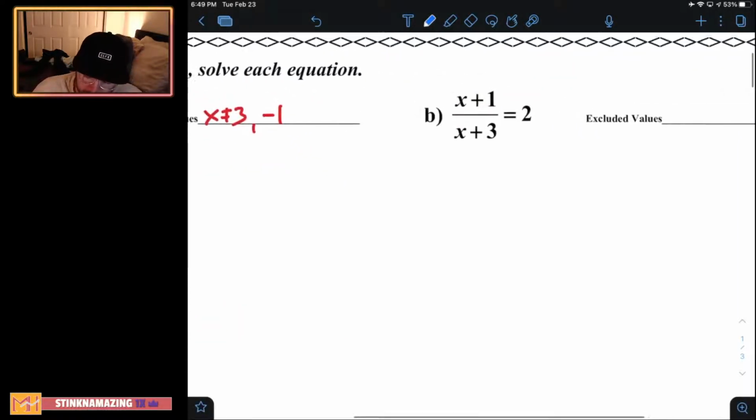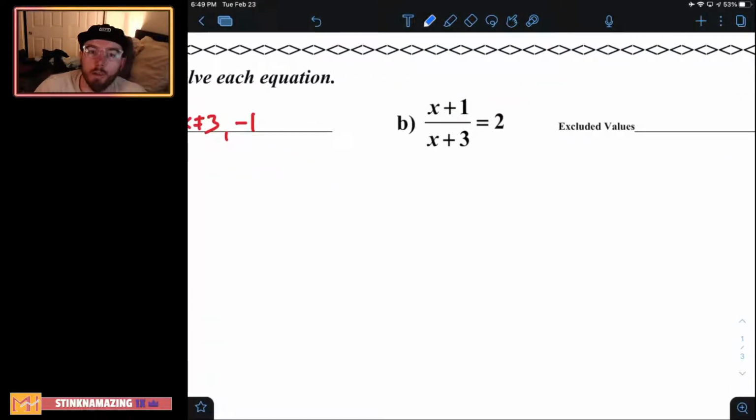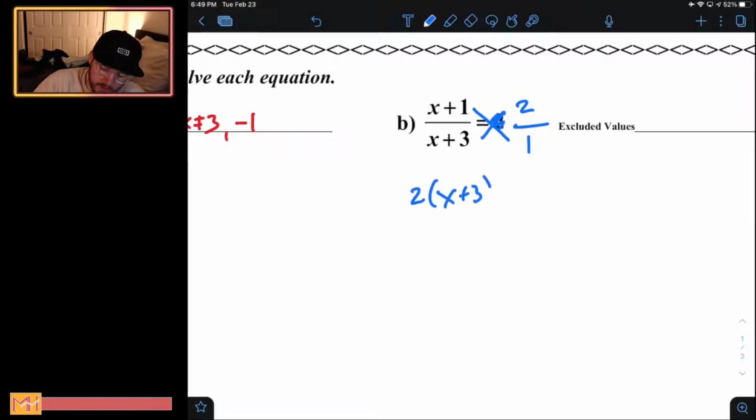Moving on to the next problem, we are going to cross multiply still. But you might look at that and go, well, 2 doesn't have a denominator. Well, remember, everything can be divided by 1. So this 2, we're going to imagine as 2 over 1. 2 over 1 is 2. I'm just reformatting the question to my liking here. And what are we going to do? We're going to distribute when we cross multiply.